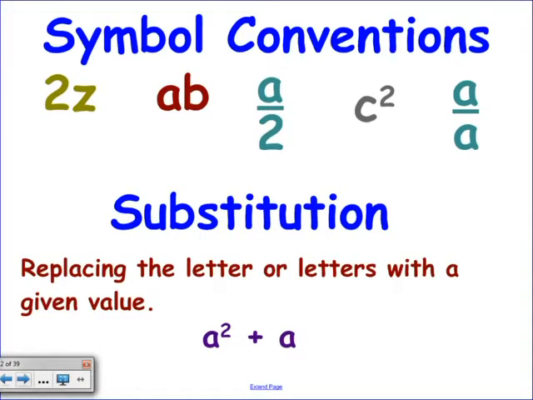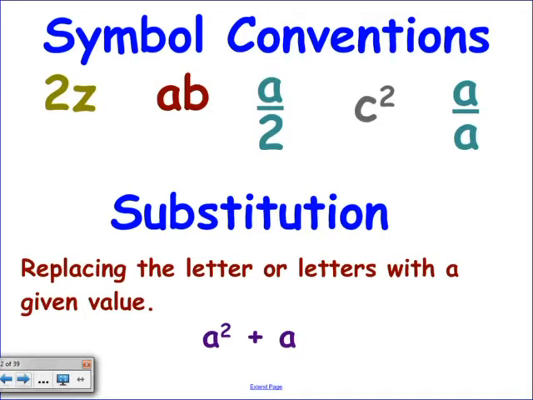We've just talked about that. C squared means C times C. You won't believe the number of people that still think that means C times 2. Okay? C squared means C times C. And A over A means A divided by A, which is 1. 10 divided by 10, 1. B divided by B, 1. A billion divided by a billion, 1.